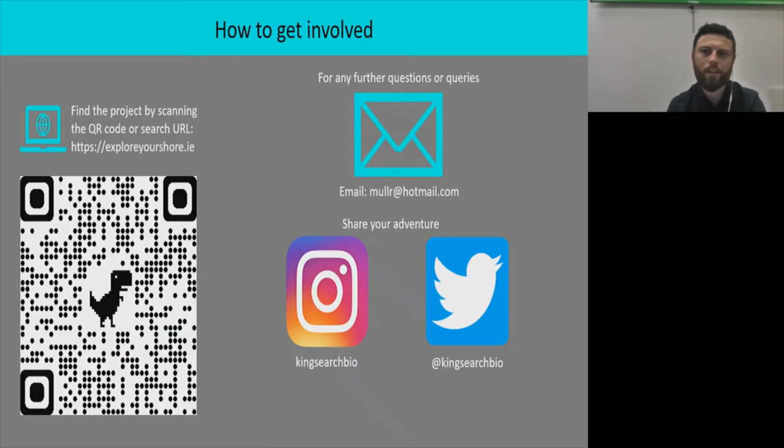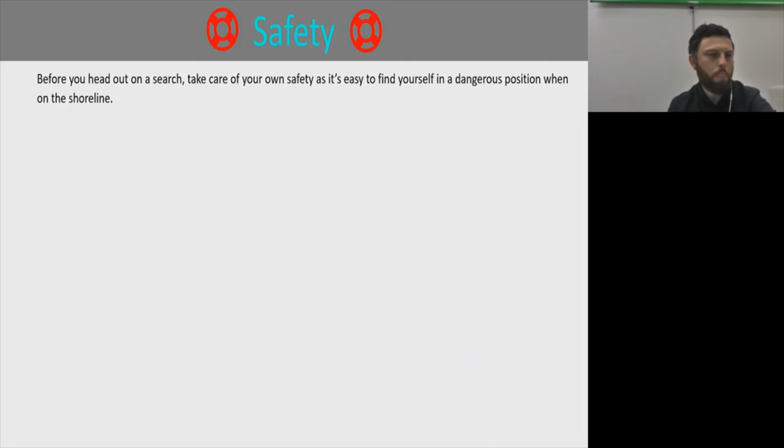For more details on how to get involved, we've created a guide online in the Seasearch project page. You can search the URL or scan the QR code, which will bring you to the Explore Your Shore website. But remember, even if you don't find anything, we'd still like to hear about it. You can share your adventure with us online through our social media platforms.